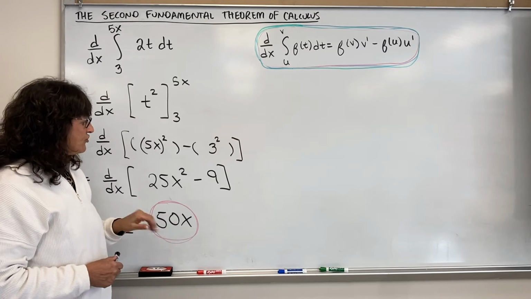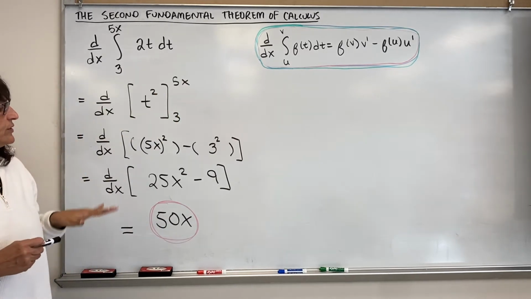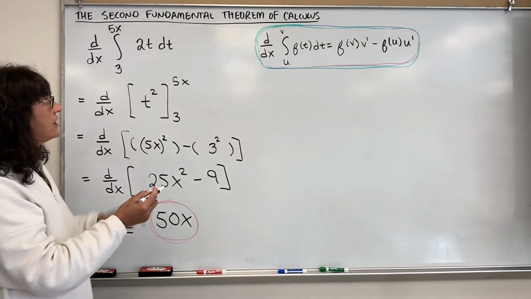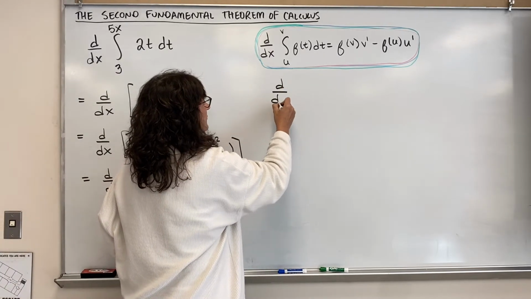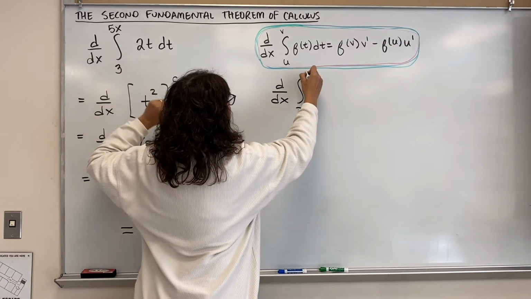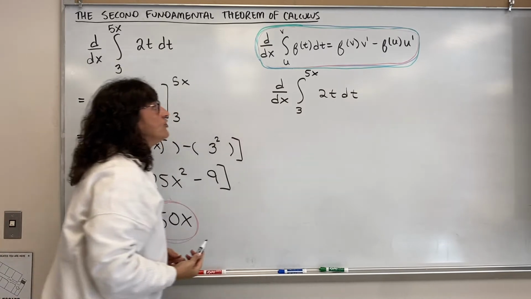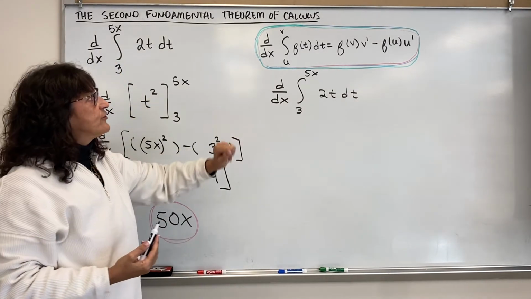All right, so now there is a shortcut. There is a shortcut rule that you can use to achieve and get this answer. So let's take a look at this shortcut with this example. So what is our example here? Well, it's the derivative. Our integral lower bound is 3 and upper bound is 5x, and we have 2t dt. So we're going to use the same exact example, but let's take a look at how this formula works.